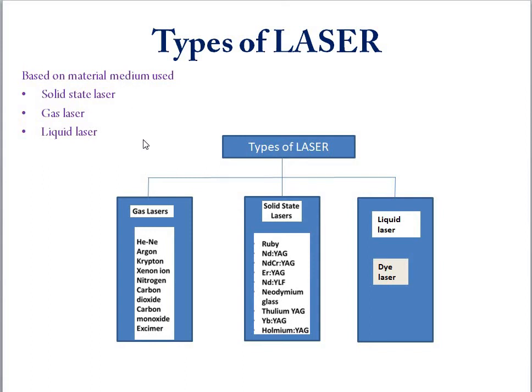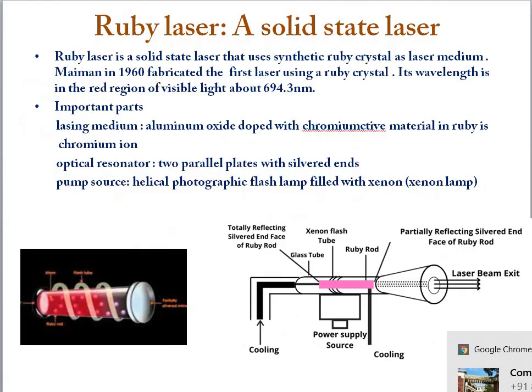There are a lot of classifications for lasers, but according to your syllabus you have to study one type of classification. So let us discuss the ruby laser. It is an example of a solid state laser. The ruby laser is a solid state laser that uses a synthetic ruby crystal as a laser medium. Maiman in 1960 fabricated the first laser using ruby crystals.